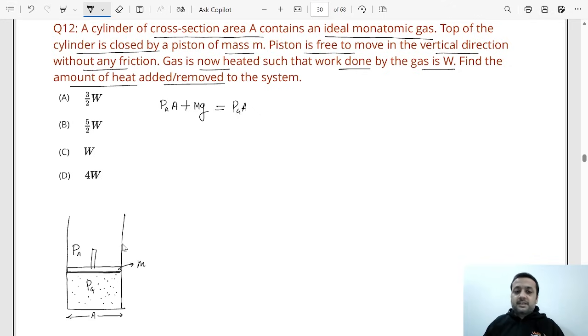So if the net force on the piston is always zero, we can say that this value is not going to change, which means the pressure of the gas should also not change. So what we have proved in this particular question is that the pressure of the gas remains constant. Even if you are giving heat to the system, the piston will move upward definitely, but the gas pressure will remain constant. That means it's an isobaric process.